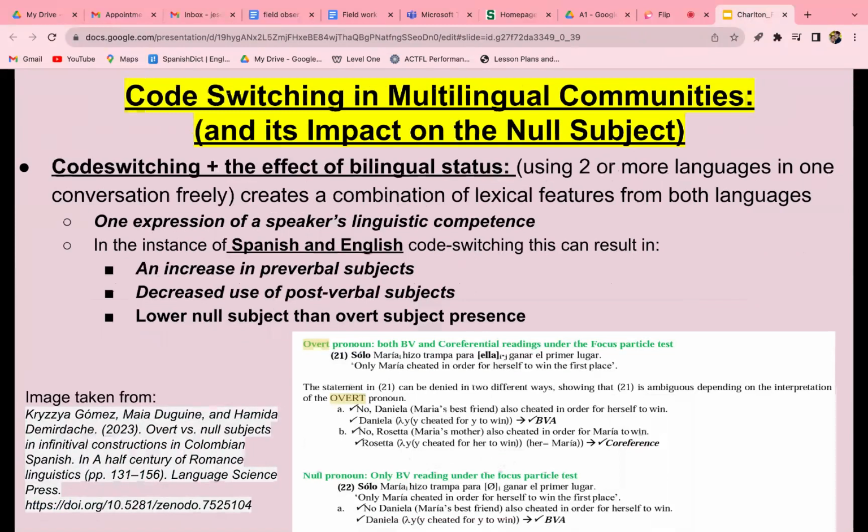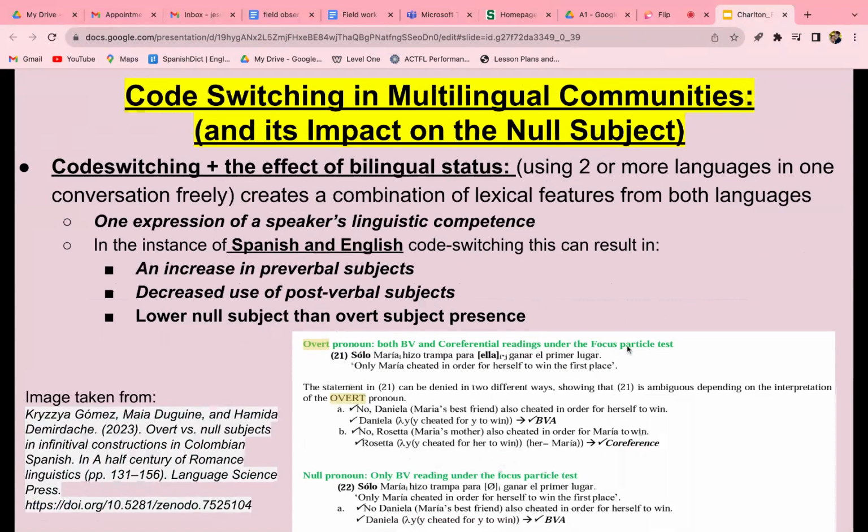Now, what the research did show, what we did see, was that code switching between Spanish and English can increase use of pre-verbal subjects, mirroring the English language, and decrease the post-verbal subjects appearing after the verb, and as a whole, lower null subject usage where there is an overt subject present, meaning it's there.